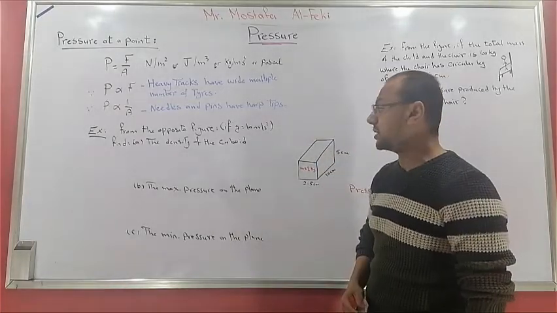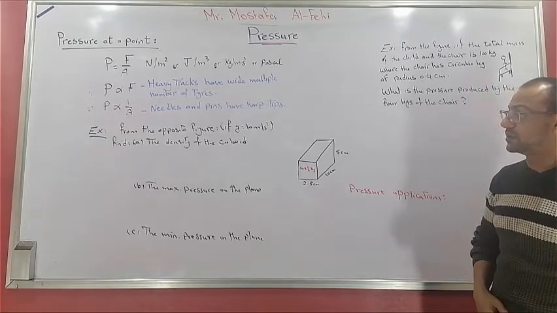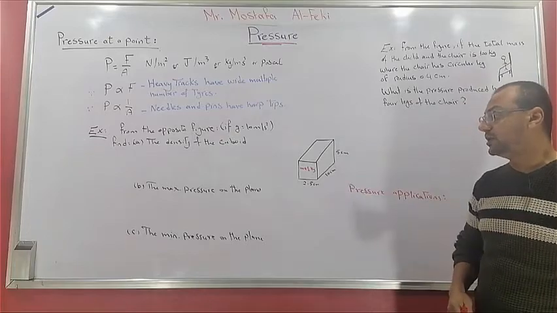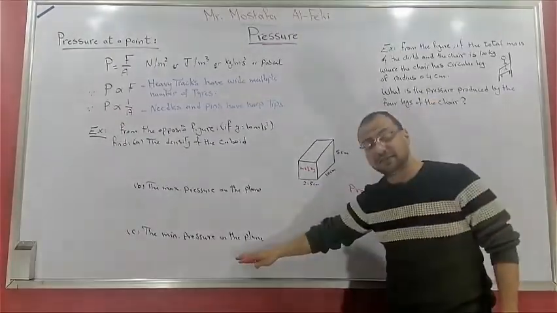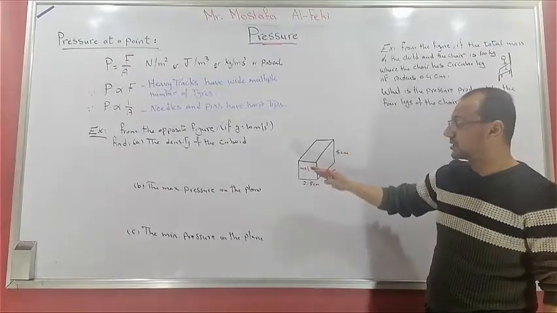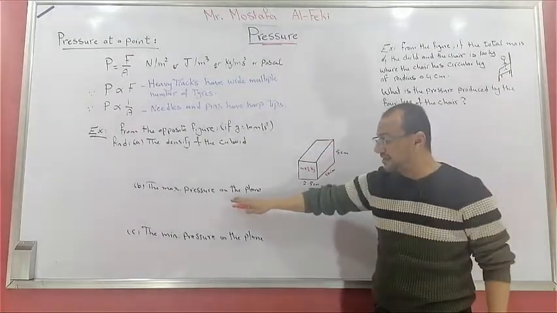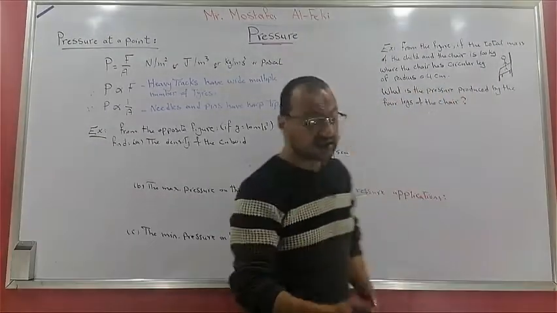Let's take an example. From the opposite figure, if the gravity equals 10 meter per second squared, find the density of the cuboid, find the maximum pressure of the cuboid on the plane, and the minimum pressure of the cuboid that acts on the plane, by changing its position. At first, the density.